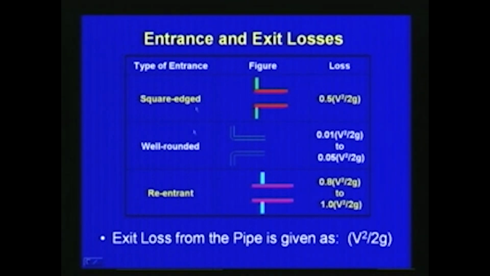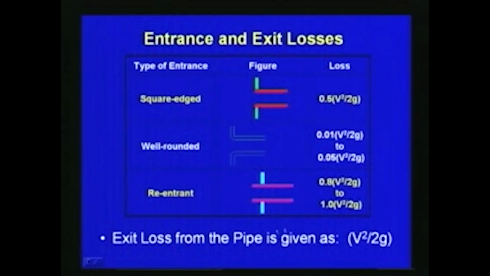And then if the entrance is in such a way that there is a re-entrant, that means the pipe is extending into the other pipe or the tank or the reservoir like this as a re-entrant, then you can see that the loss will be much higher. So it generally varies from 0.8 v square by 2g to 1 v square by 2g. So this will be much higher than the square edged one. So depending upon which way we give the entrance or which way the exit takes place, the pipe loss will vary, and the loss coefficient we can say is obtained through experiments or field tests.